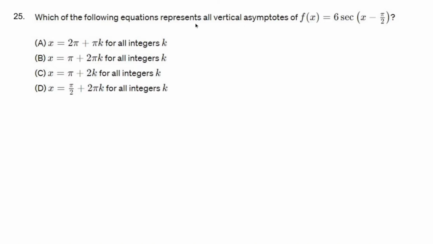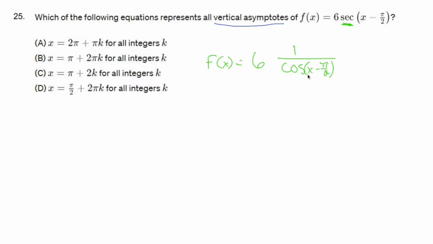Which of the following equations represents all vertical asymptotes of f(x) = 6 sec(x - π/2)? Vertical asymptotes exist when the denominator of a fraction equals 0. So it would make sense to me that maybe I should take secant and change it. I could write this out as f(x) = 6 times 1 over cos(x - π/2), because secant is 1 over cosine.